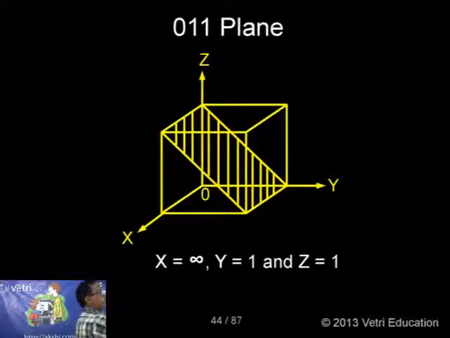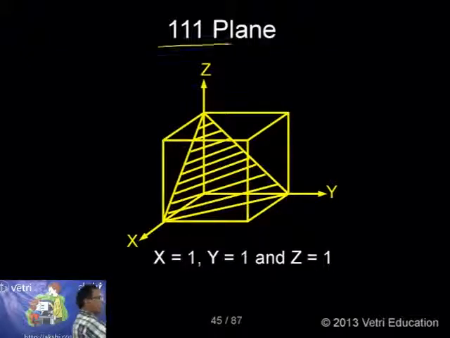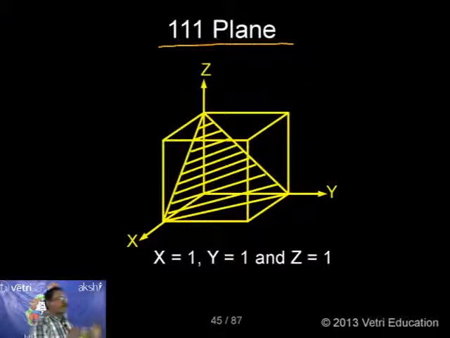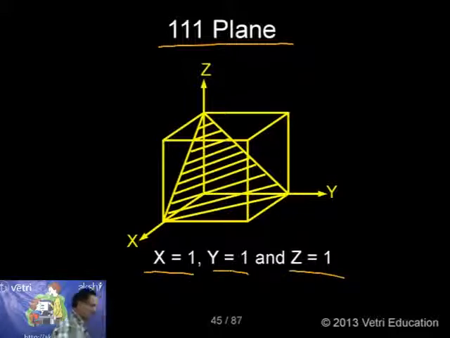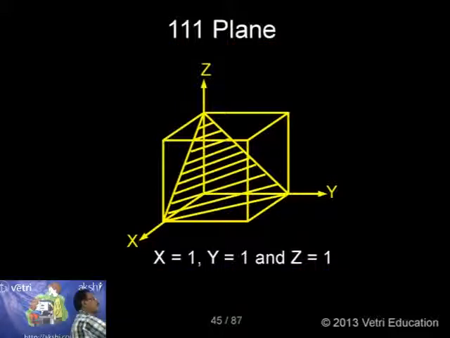The next one is the last type, the 111 plane. The plane is cutting all three axes. The X axis is cut, the Y axis is cut, the Z axis is also cut, with unit intercept. So this plane is called the 111 plane. This is the interesting information.